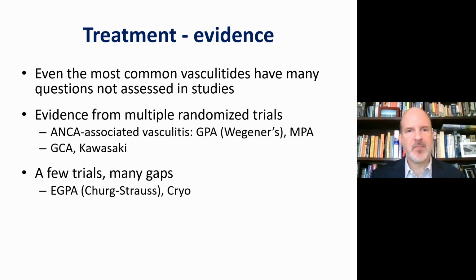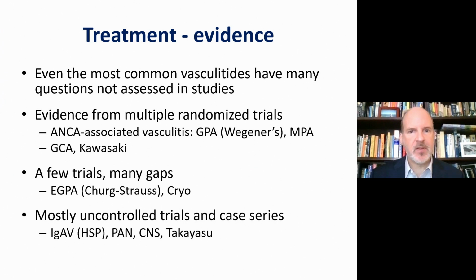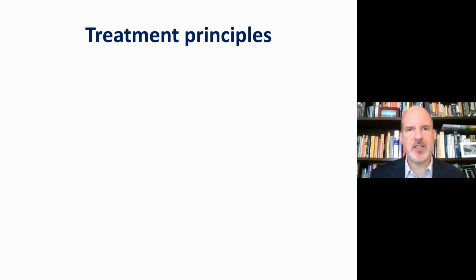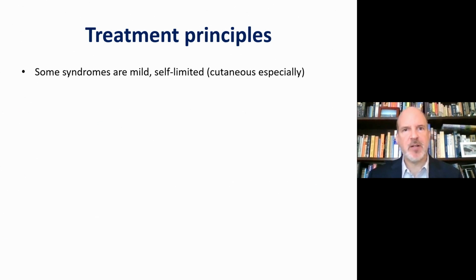There are a couple of other diseases where there's some really important trials, but not very many. So we still are sort of winging it with patients with EGPA or Churg-Strauss, and in patients with cryoglobulinemic vasculitis, unless you can cure it by curing hepatitis C. And then some of the less common ones, we are relying mostly on uncontrolled trials, or the few trials that might have been done might be negative, so they don't really help us, and a lot of case series. So there is a lot of experience, rightly or wrongly, in how we treat these diseases. The principles, though, are pretty much the same.